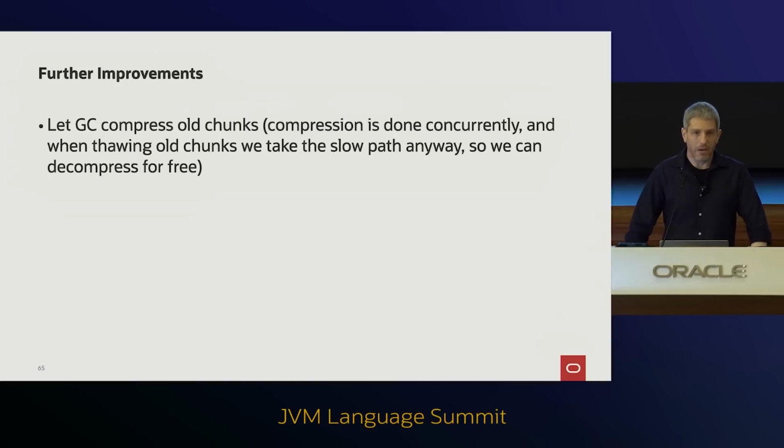And it compresses them in the background, and that is okay because if you remember, once the GC has seen a chunk, and it has in this case, we have to take the slow path anyway and find the oops and invoke barriers. We might as well do the decompression when we thaw the next time. So it doesn't add much cost, and this is one of the things we're working on, so that will drastically reduce the memory footprint of virtual threads. And that is, that's it.